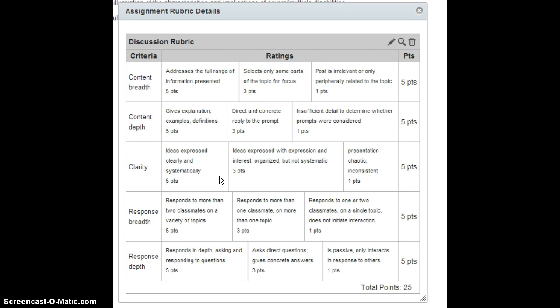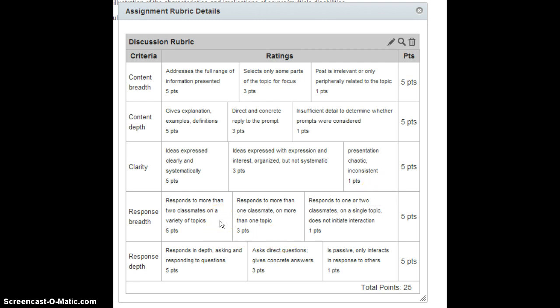Clarity has to do with the maturity of your writing, whether it sounds like graduate level work. So if your ideas are expressed clearly and systematically, that's 5 points. If you express your ideas with expression and interest, and you're organized, but you're not systematic, in other words, you kind of jump around a little bit, then that would be a 3. And you get a 1 point if what you present is chaotic or inconsistent, where it sounds like you're just talking off the top of your head.